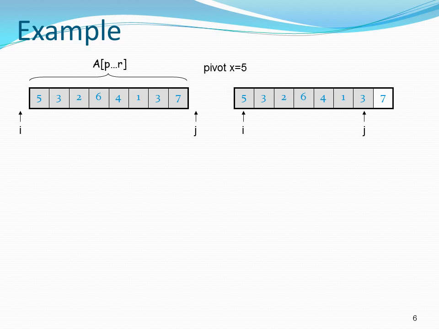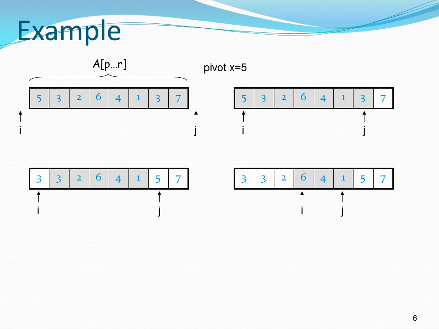Let the pivot element be 5. Move from left to right and right to left. For left to right, I is used. For right to left, J is used. Moving from left to right, skip all the elements which are less than the pivot element. For J, move from right to left, skip all the elements which are greater than the pivot element.